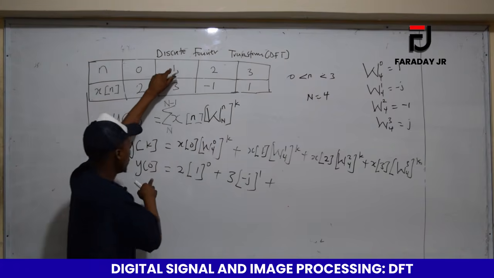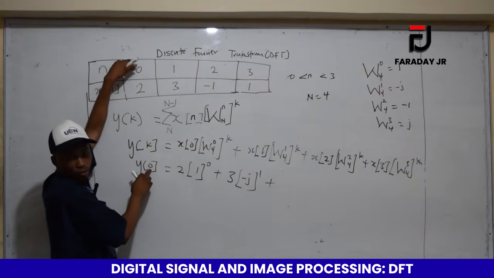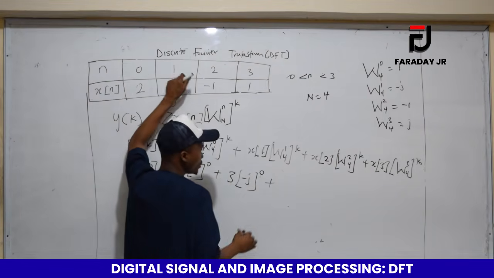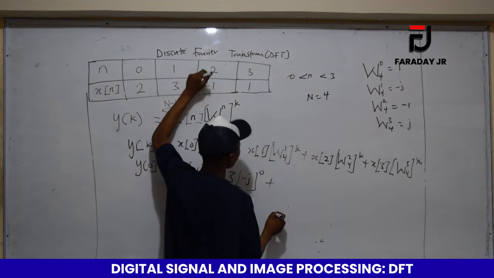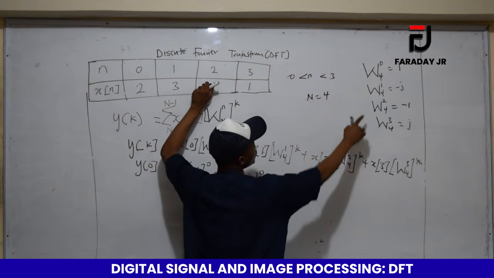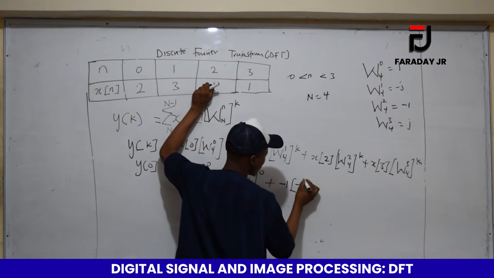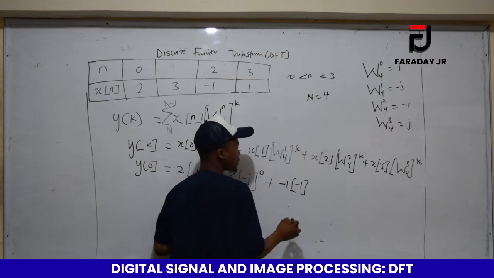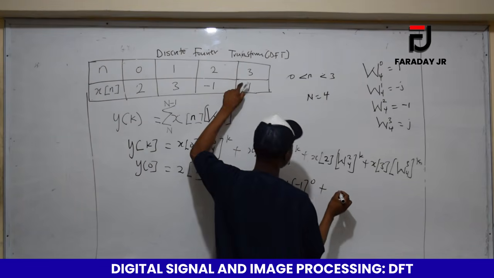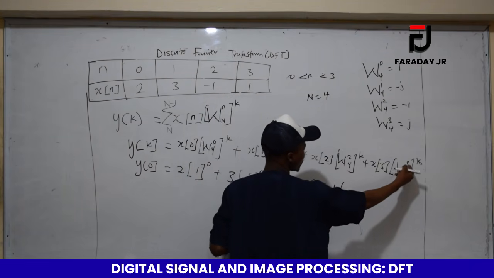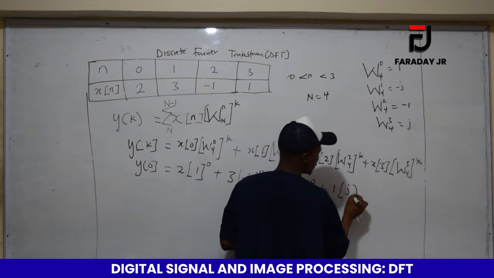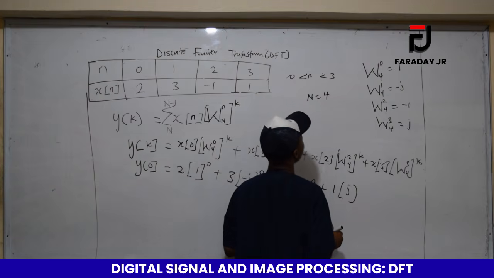So we are calculating with k at 0. We are doing it for all. Here we have x of 2, which is minus 1. And then we have W 2 4, which is minus 1 to the power 0. Very good. Plus x of 3, which is 1, and then we have W 3 4, which is j. And then finally we have the value of k equal to 0.